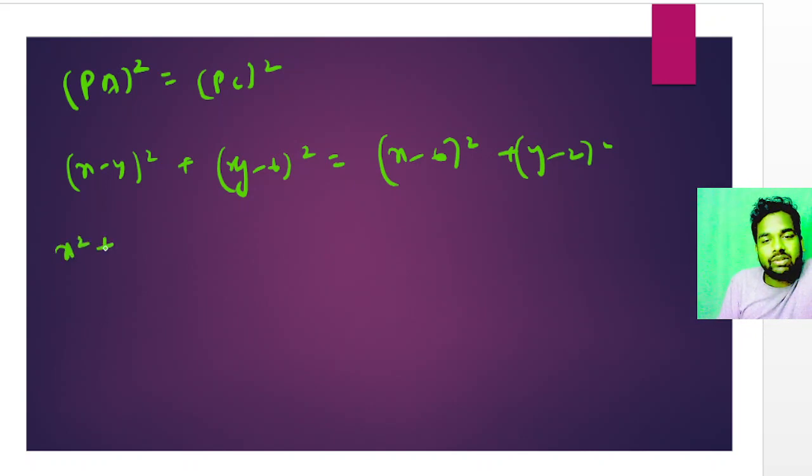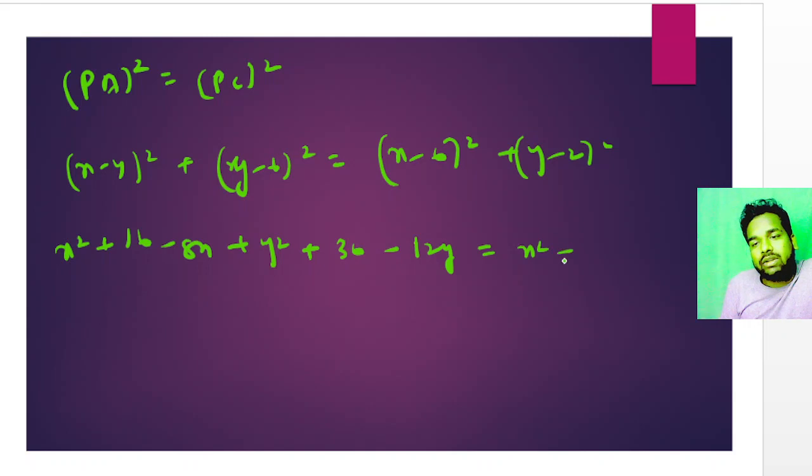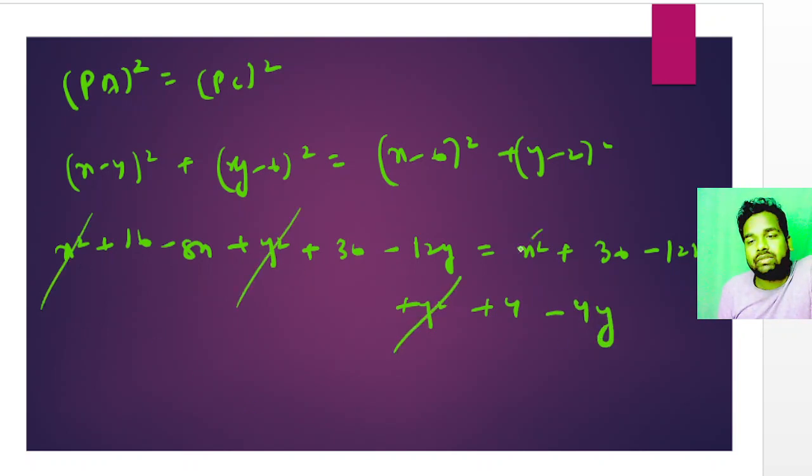It is going to become x square plus 16 minus 8x plus y square plus 36 minus 12y is equal to x square plus 36 minus 12x plus y square plus 4 minus 4y. Okay, now you cancel x square and y square on both sides, and you can also cancel the 36.